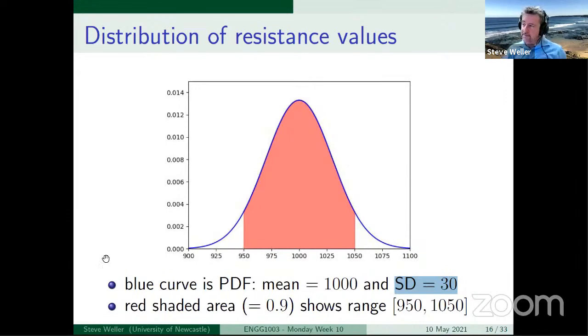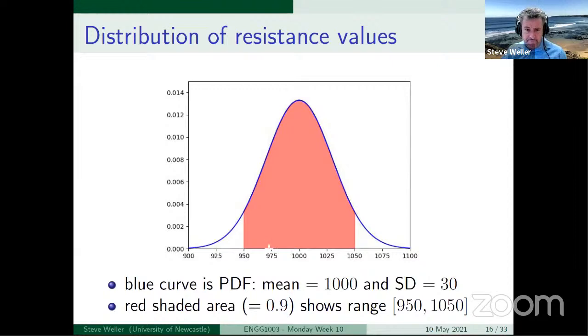But you see, however, that the spread of numbers is that most of the random numbers are generated somewhere in the range 900 to 1100. The resistor values fall somewhere in that range. And the red shaded area has an area of 0.9. In fact, how do I know that? Because I wrote Python code that you're going to see on the next slide that's going to use the trapezoidal method to compute that number.